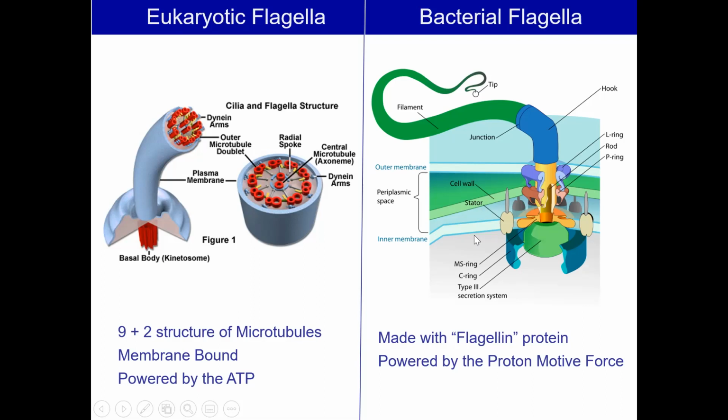Eukaryotic flagella is bigger. Eukaryotes are bigger in general. It's made out of microtubules. It's surrounded by a membrane. It's powered by motor proteins such as dynein, which use ATP. And it kind of flip-flops back and forth like a big tail or a whip. Whereas the bacterial flagellum is powered by the proton motive force. It's made of flagellin protein, and it moves in a rotating manner, clockwise and counterclockwise.